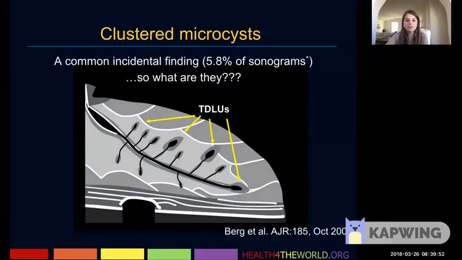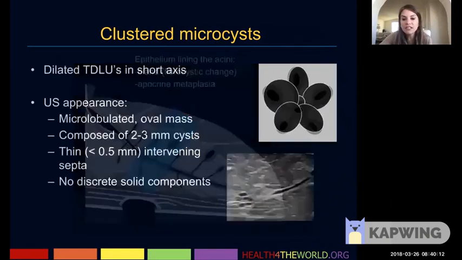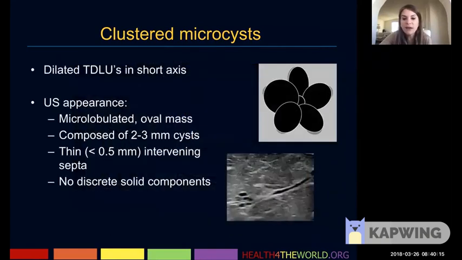So what are clustered microcysts? Well, let's go back to this graphic representation of the anatomy on breast ultrasound. We have our terminal ductal lobular units, again, where a lot of our breast pathology lies. If we look at these again in cross-section, clustered microcysts are when you get cystic dilatation of these TDLUs, making this clustered microcyst appearance. These are defined as microlobulated or oval masses composed of 2 to 3 millimeter cysts with thin intervening septa and no discrete solid components.